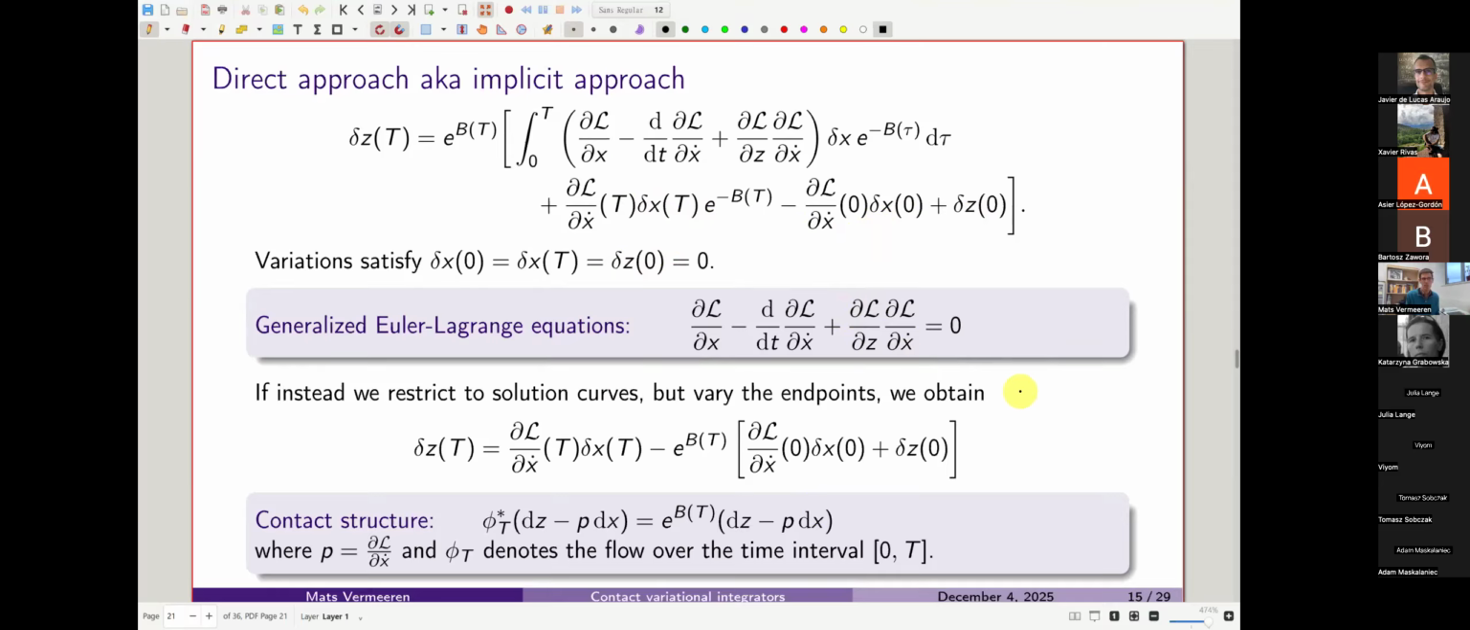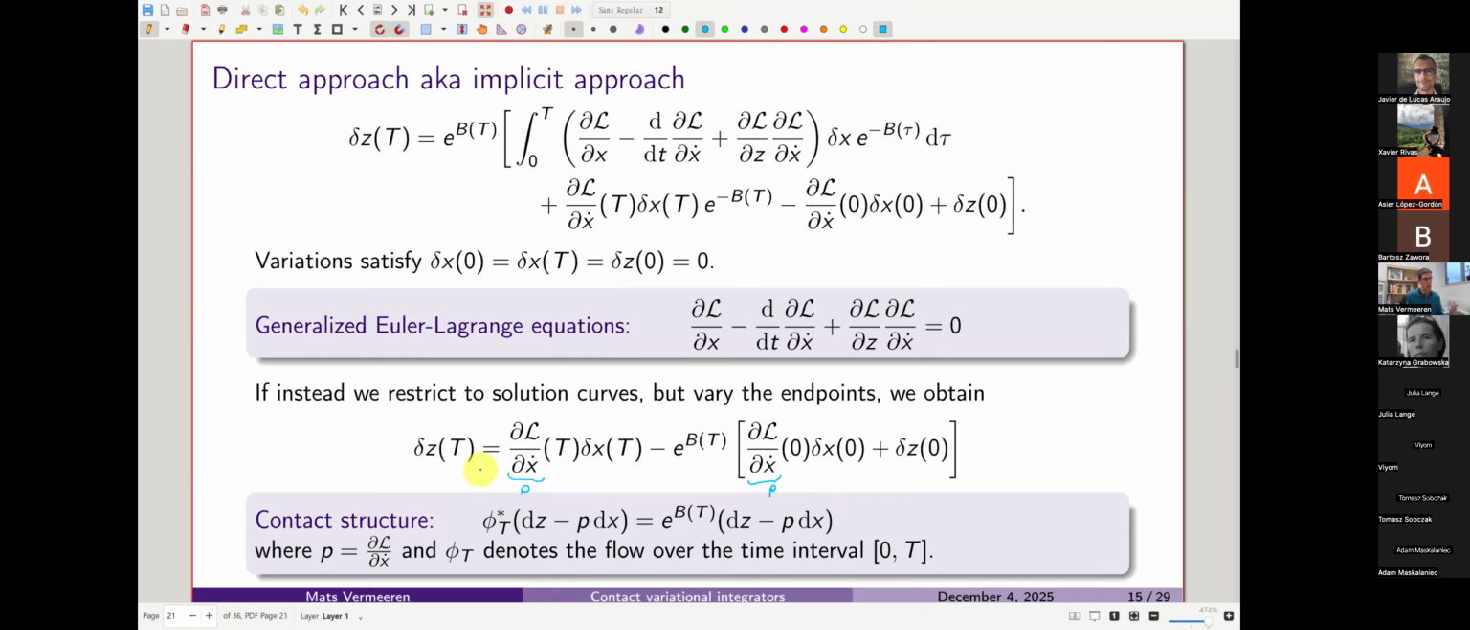And to do this, just like you would in the symplectic case, you now only think of solutions to the generalized Euler-Lagrange equations, but you allow the endpoints to be varied. So only looking at solutions means the integral term is now 0, but now the boundary terms are not 0. And if we group the boundary terms, we get two things that look very much like our contact form. If we think of dl dx as the momentum p, then the terms I've grouped here are p dx plus dz. So that's our expression in Darboux coordinates of the contact form.